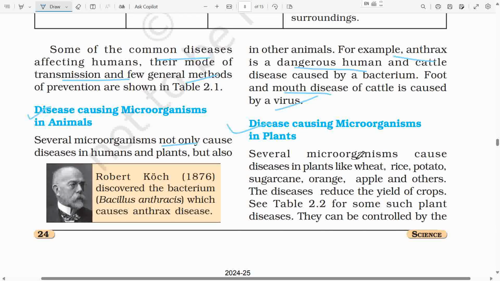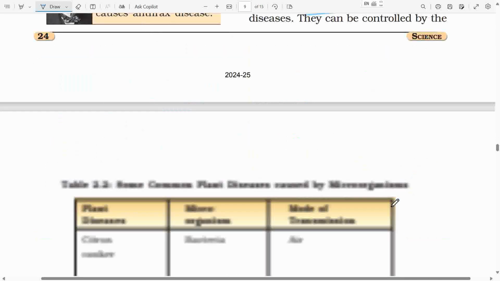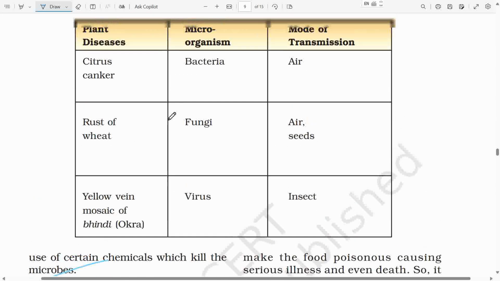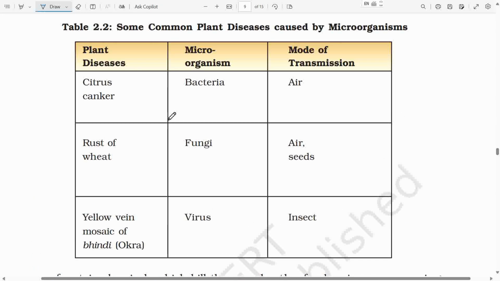Disease-causing microorganisms in plants. Several microorganisms cause diseases in plants like wheat, rice, potato, sugarcane, orange, apple, and others. The diseases reduce the yield of crops. We will cover some such plant diseases in Table 2.2. They can be controlled by the use of certain chemicals which kill the microbes.